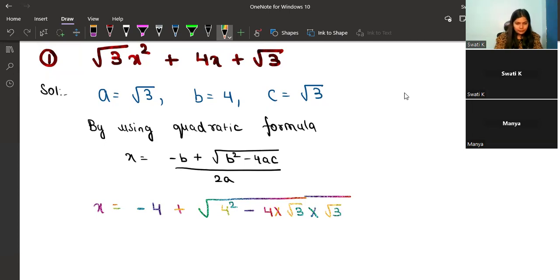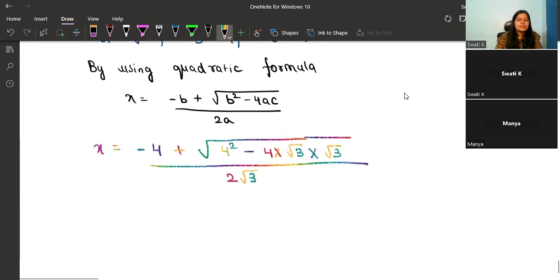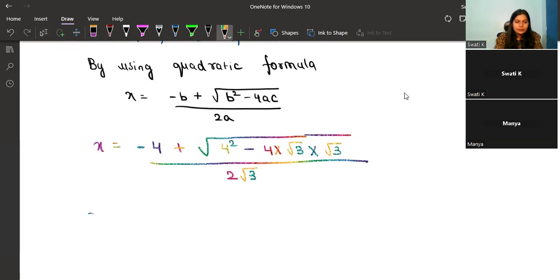Correct, upon 2a, 2 into root 3, which is same as 2 root 3, right? Okay, next. What is next? x now.